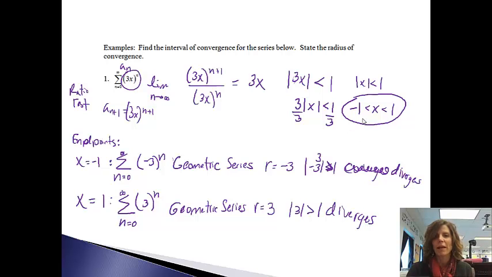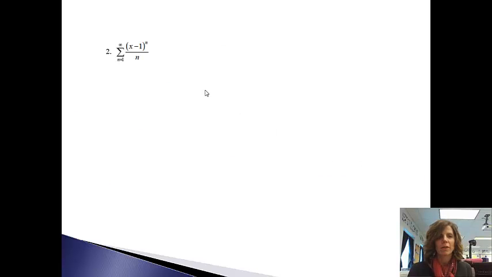So my interval of convergence is just going to be -1 is less than x is less than 1. If I got converges for either one of those, I would have put an equal sign underneath. All right, and then to get my radius, we'll just take the right endpoint minus the left, so we'll do 1 minus -1 divided by 2. Our radius is going to be 1. All right, let's try another one.